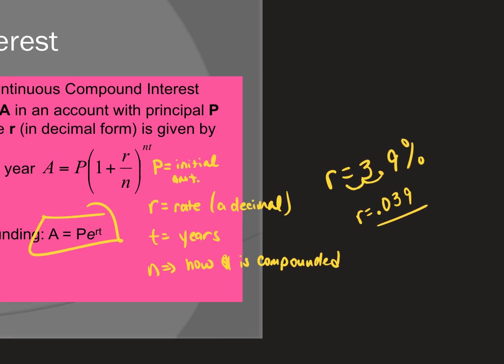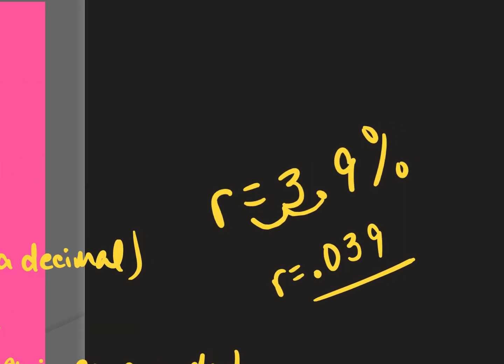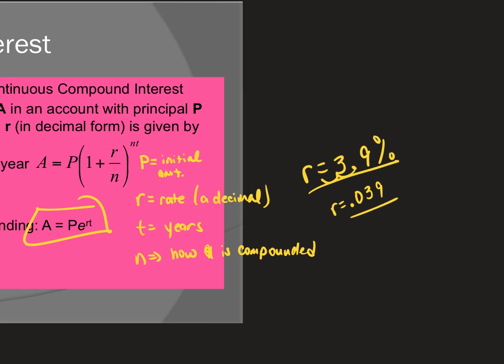We're going to do one example 2 different ways. I want to show you, and I want you guys to play with this. Because when you're given the interest rate, you have to change it to a decimal before you put it in the problem.